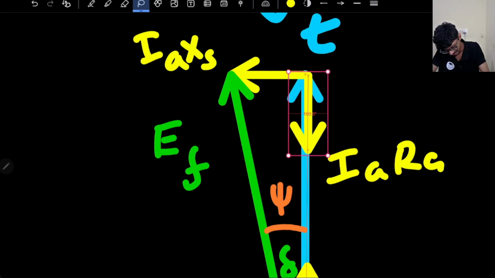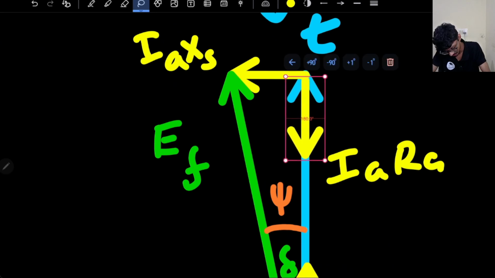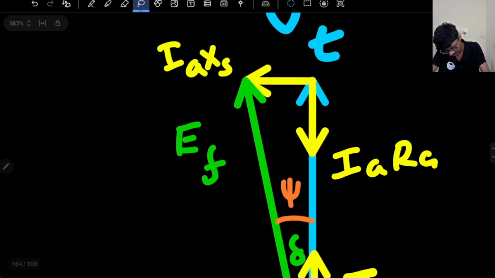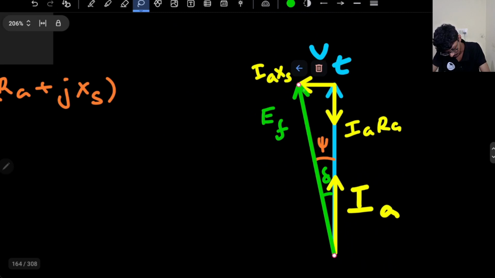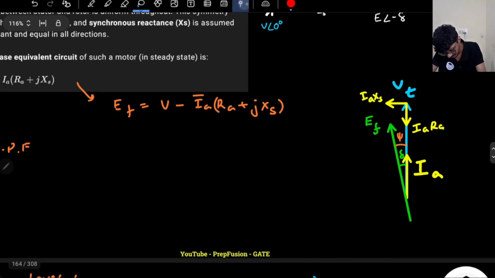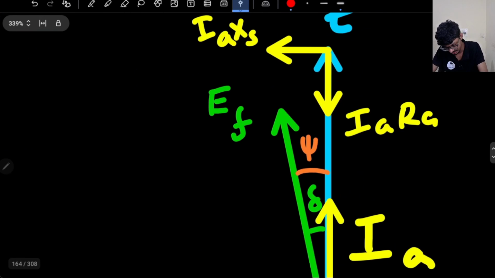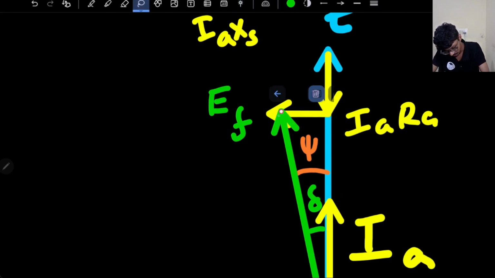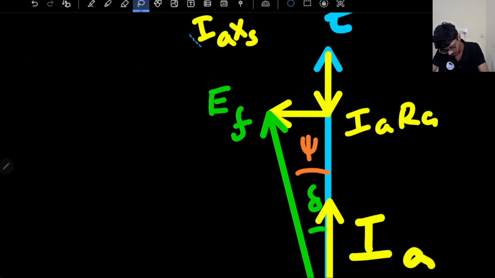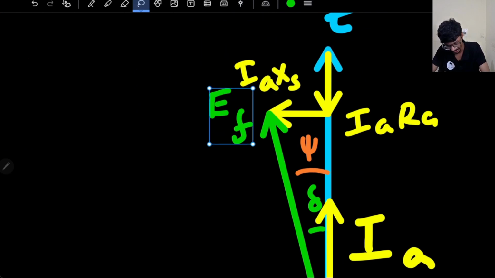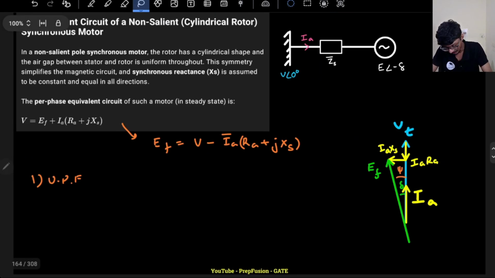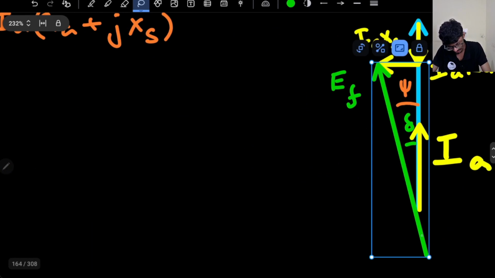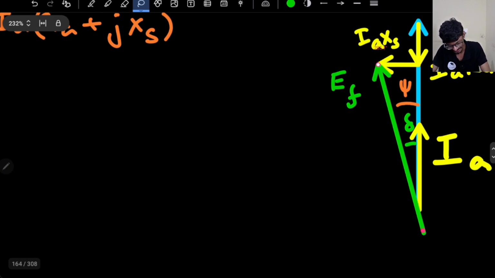It should be here, and it should be negative. My bad. Because here, see, minus IRA is there. So minus IRA, then I will add minus j IA XS. So j IA XS will be coming here. Sorry, my bad. I am just doing phasors, and I am expecting you know enough phasor. I'm not explaining phasors.